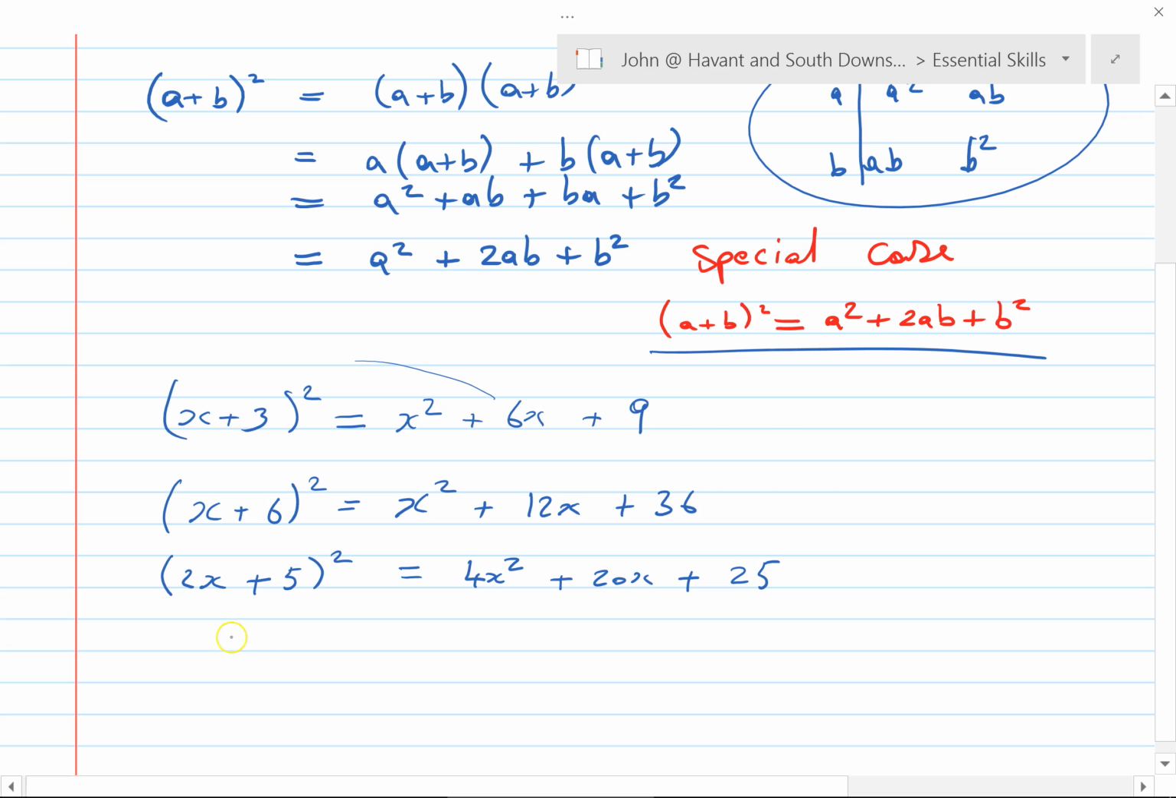I don't want to see, and frankly I see it too often, the worst case, which is squaring just each bit and forgetting the middle term.